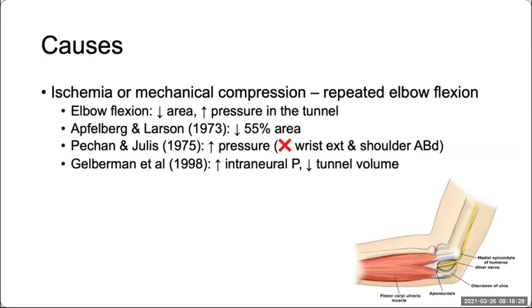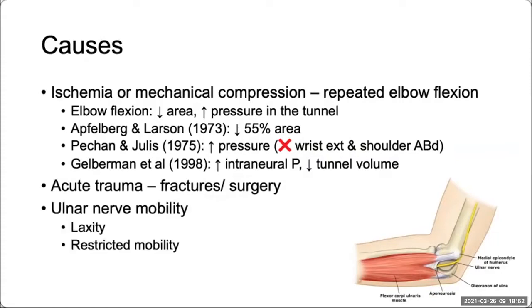When the elbow is flexed, it leads to reduction in area surrounding the nerve, in turn leading to increased pressure in the cubital tunnel region. The pressure is further increased if elbow flexion is combined with wrist extension and shoulder abduction. Fractures occurring around this region lead to direct injury of the nerve or iatrogenic injuries during surgery. If the nerve is unable to glide as normal during elbow flexion extension, this also leads to nerve injury.